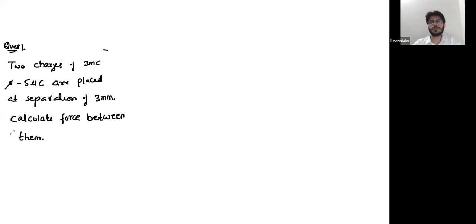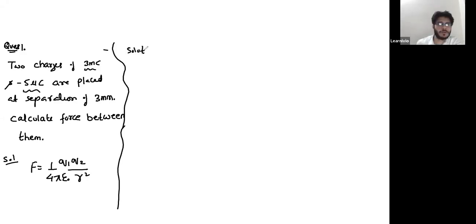If the medium is not mentioned, that means the medium is free space. So it's a simple application of this formula. F is 1 over 4 pi epsilon naught, Q1 Q2 by R square. This is the easiest question of this class. Just calculate the magnitude, and don't forget to convert millicoulomb into coulomb and microcoulomb into coulomb. So just check your calculations. The first charge is 3 millicoulomb.